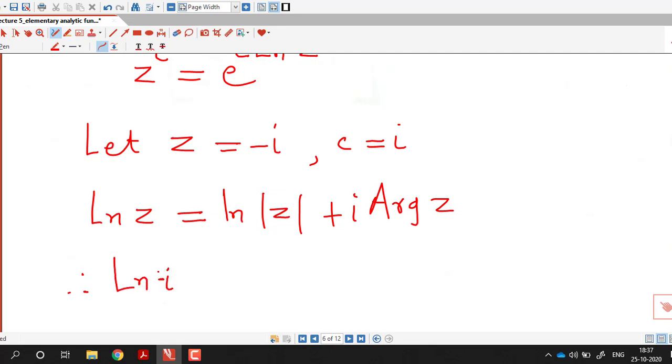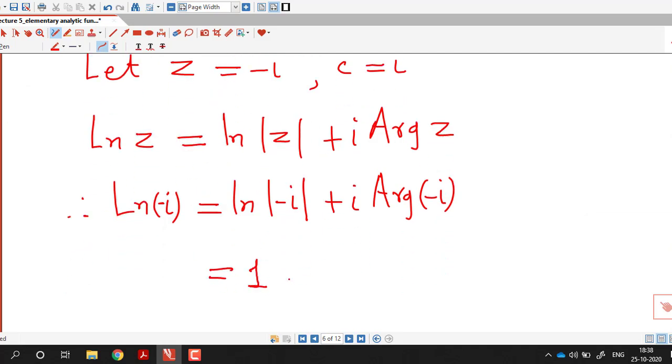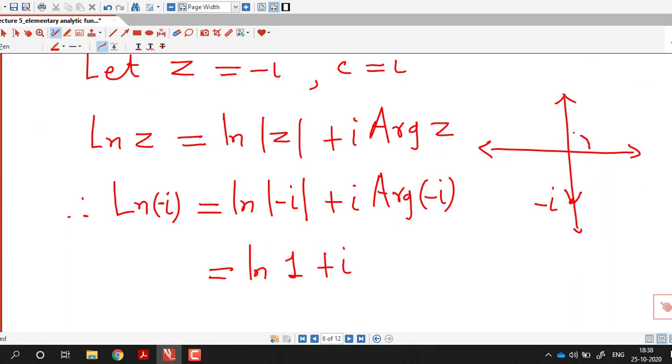Z is -i, so Ln(-i) is ln of the absolute value of -i plus i times the principal argument of -i. The absolute value of -i is 1, so I write ln 1 plus i times the argument. -i is on the negative y-axis, and here we require the principal argument. We can measure counterclockwise or clockwise, but if we measure counterclockwise, the angle will be greater than pi, while our angle must be between -pi and pi. So if we measure clockwise, the angle is -pi/2, which is between -pi and pi.